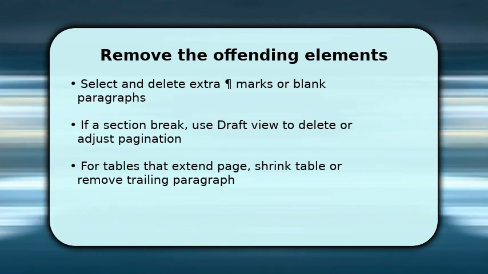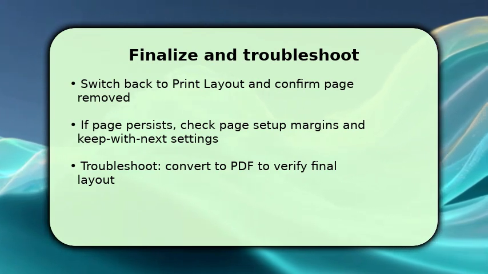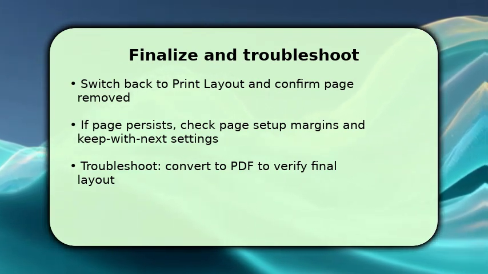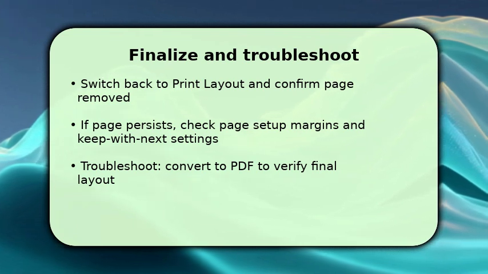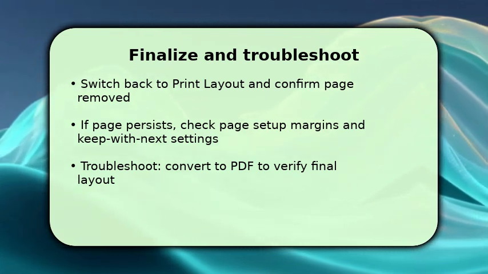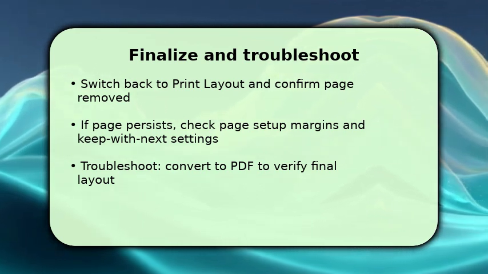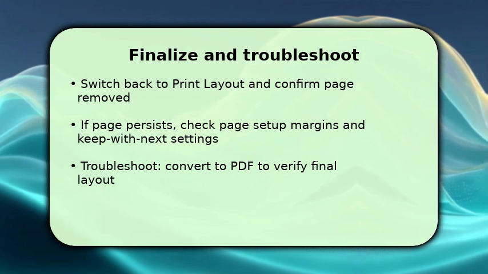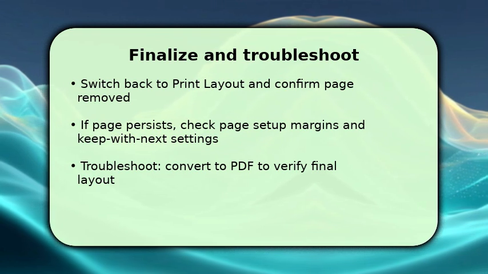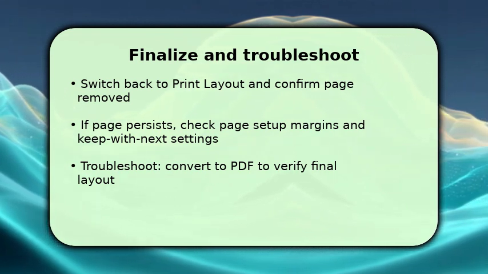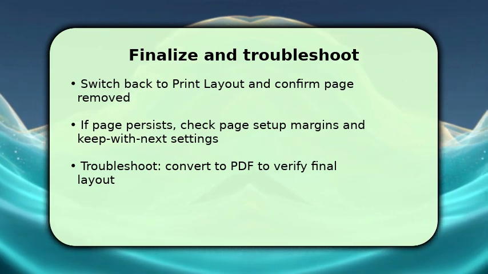Finish by viewing the document in print layout to confirm the extra page is gone, because some artifacts only show in layout. If the page persists, check page setup margins and paragraph > line and page breaks for keep with next or page break before options. Those force new pages. If needed, save a copy and export to PDF to validate the final layout. If deletion causes unwanted changes, use Undo or restore the saved copy to retry targeted.